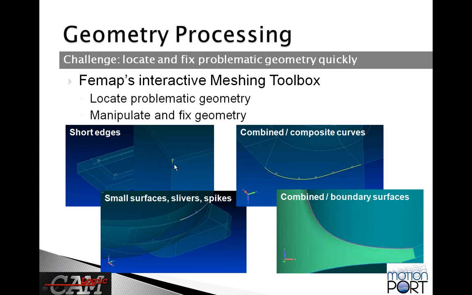There could be little short edges here in the upper left. It shows a little edge here. You don't want that to be the basis for meshing, so again, you can combine that with nearby curves in a logical way. Lower left, it's showing this notion of slivers. You can have these little tiny surfaces, and again, you want to merge those with nearby surfaces, and that's the solution here in the lower right, combine boundary surfaces so that you can simplify the geometry from CAD so that it is in good shape to be meshed efficiently.